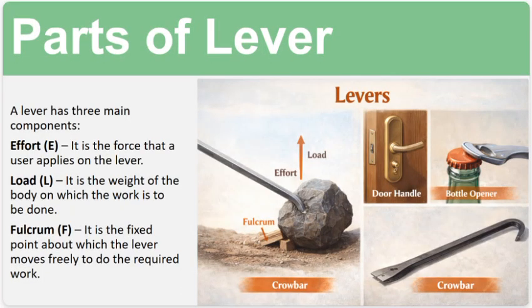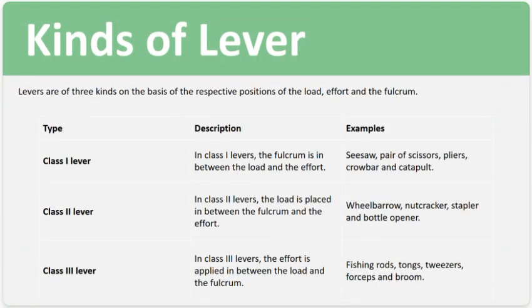A lever has 3 main parts: effort, which is the force applied; load, which is the weight to be moved; and fulcrum, the fixed point about which the lever moves. Levers are of 3 kinds based on the positions of the load, effort, and fulcrum. Class 1 levers have the fulcrum between the load and effort, like seesaws and scissors. Class 2 levers have the load between fulcrum and effort, like wheelbarrows. Class 3 levers have the effort between the load and fulcrum, like fishing rods and tongs.